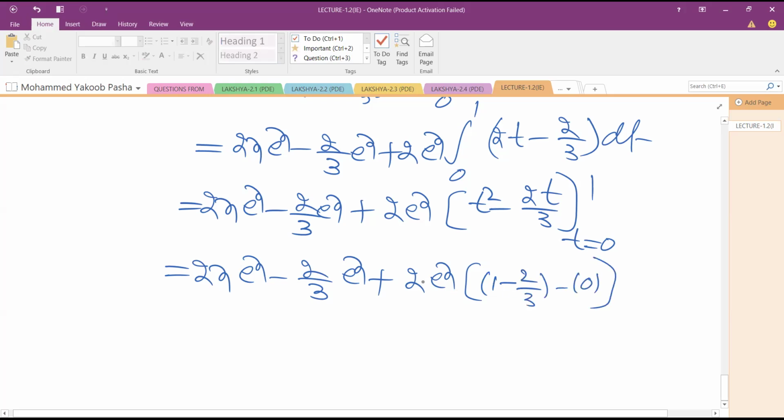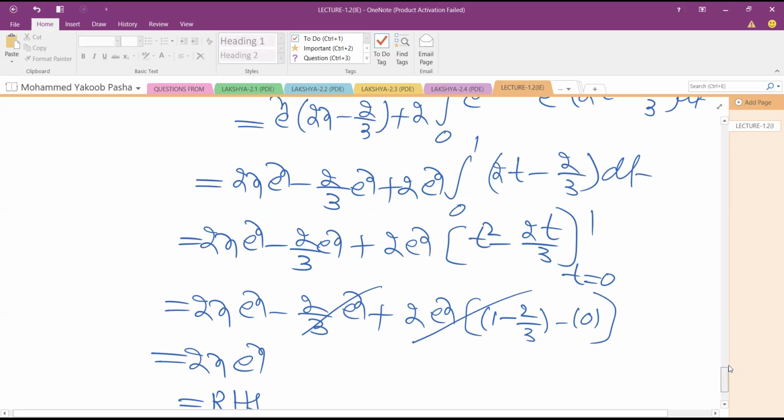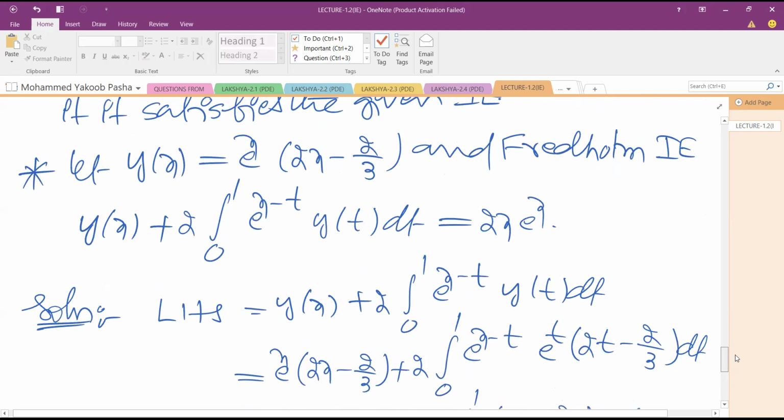Okay, this is 1 by 3 means 2 by 3. This 2 by 3 will be cancelled. So this is 2x e power x. This is equal to RHS. So this satisfies the given integral equation.